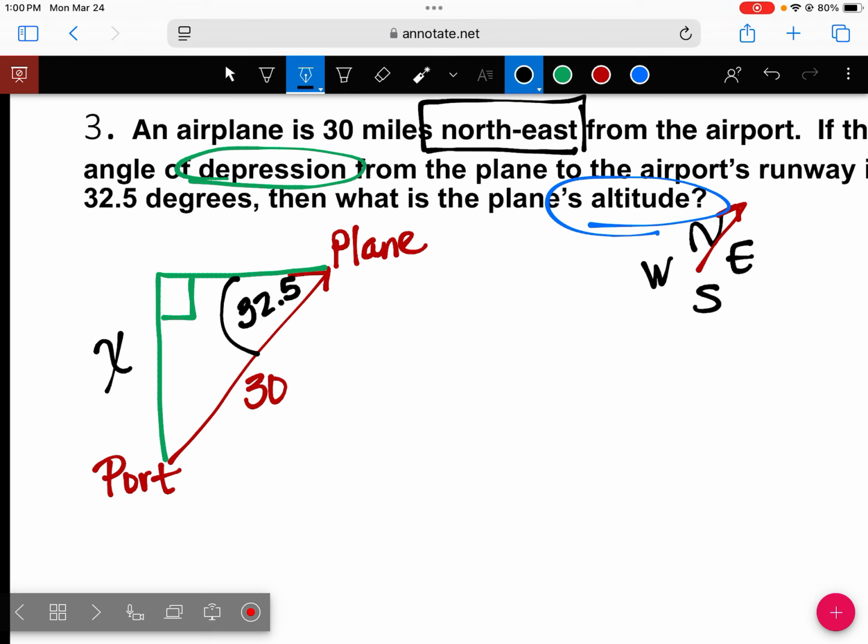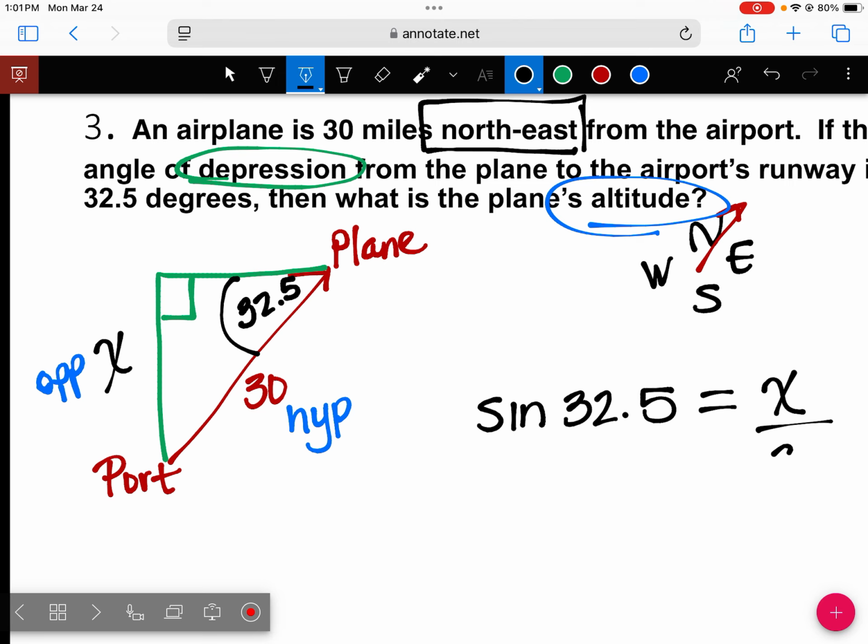All right, who's going to use tangent? Who's using cosine? Who's using sine? I will use sine. So this is opposite of my angle, and we already established that this is the hypotenuse. So that would be a sine. So sine of 32.5 equals opposite over hypotenuse. Go ahead and solve that for x.